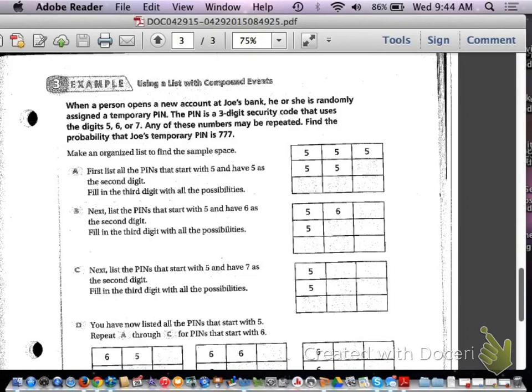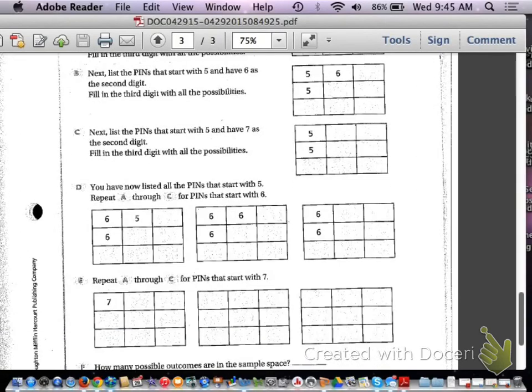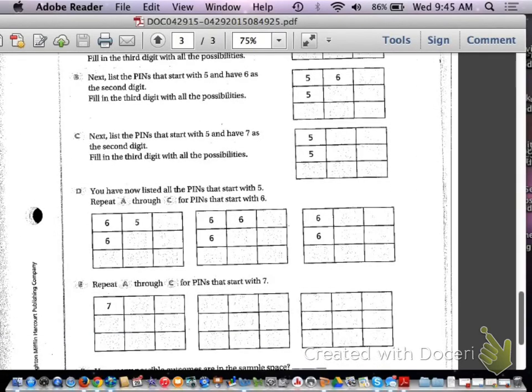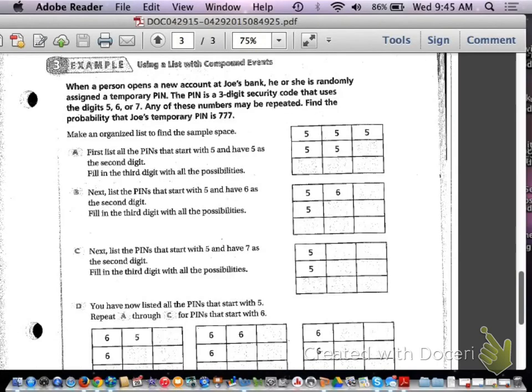Now that you've made the list with the 5s, repeat steps A through C starting with 6. Then repeat A through C for the PINs starting with 7. I'll give you a little bit of time to get those filled in.